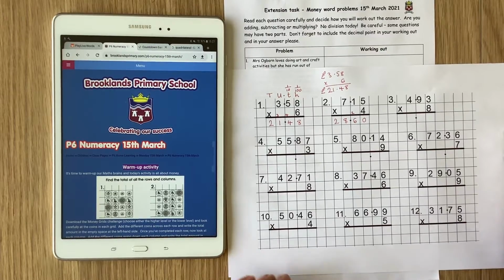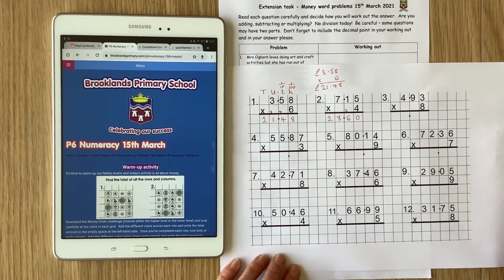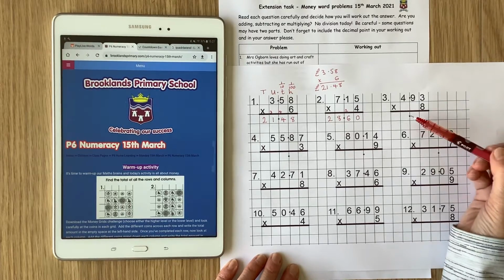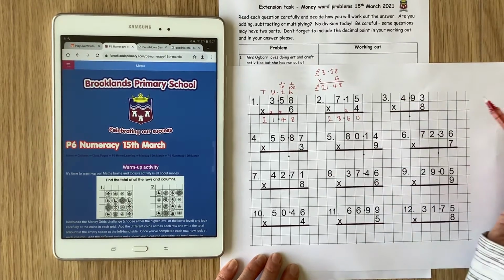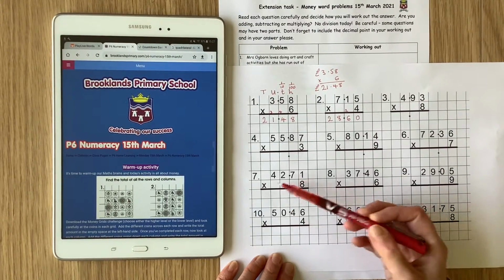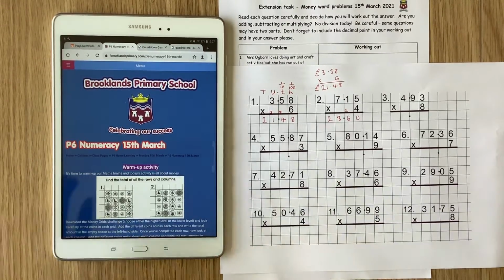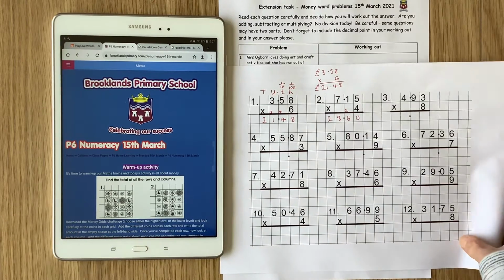Now P6, what you need to do today is download this page, and the first part of your task for today is to go and have a go at answering these 12 questions. Now I have given you the decimal points in all the questions and in the first 6 answers, but I haven't put the decimal point in for number 7 all the way up to number 12. You need to make sure that you put your decimal point in for that bit. So that's the main part of your task.